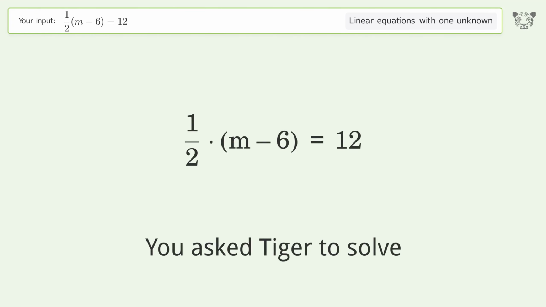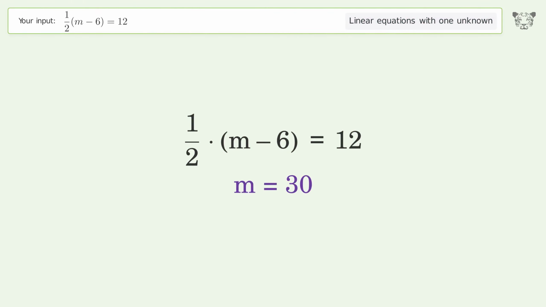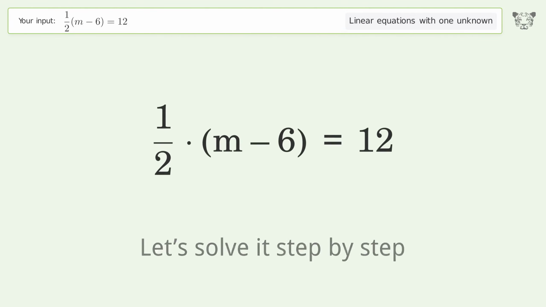You ask Tiger to solve. This deals with linear equations with one unknown. The final result is m equals 30. Let's solve it step by step.